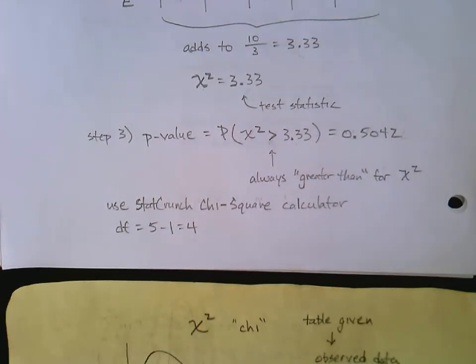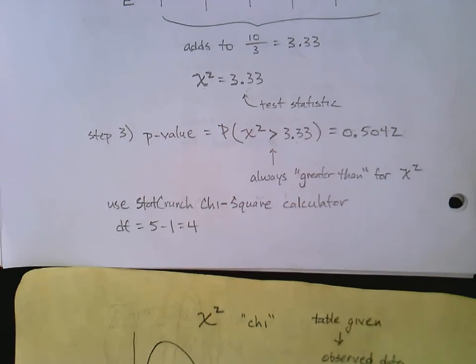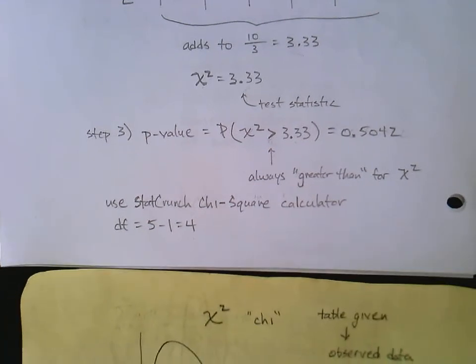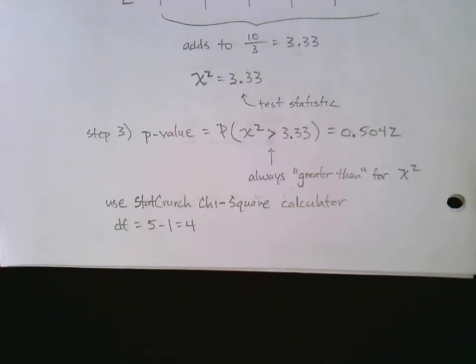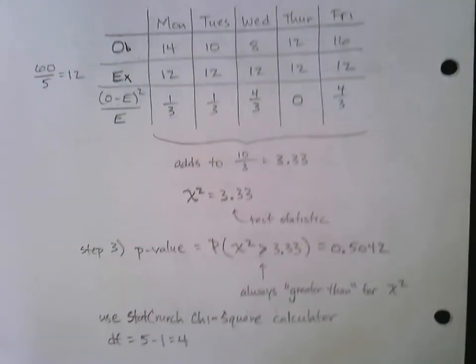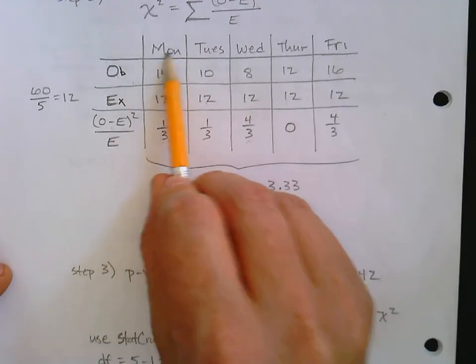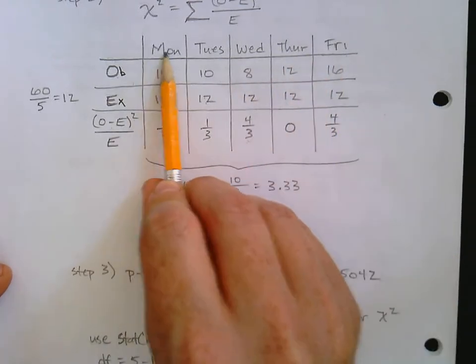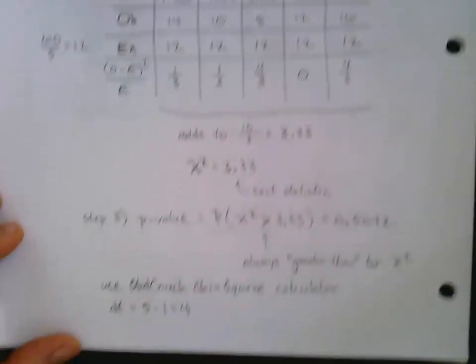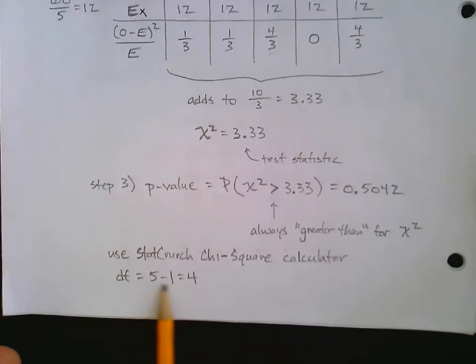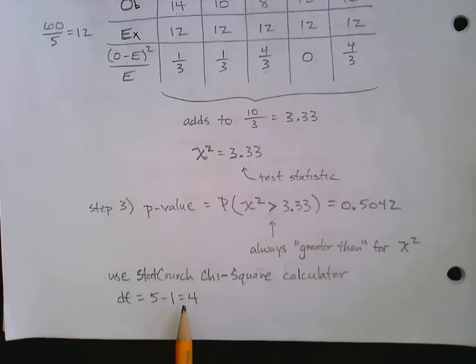In the lecture it says it's the number of categories minus 1. How many categories do we have in this problem? The categories are the days of the week: Monday, Tuesday, Wednesday, Thursday, Friday. We've got 5 categories. So we're going to use degrees of freedom 5 minus 1, or 4. So put the 4 into that calculator as the degrees of freedom.